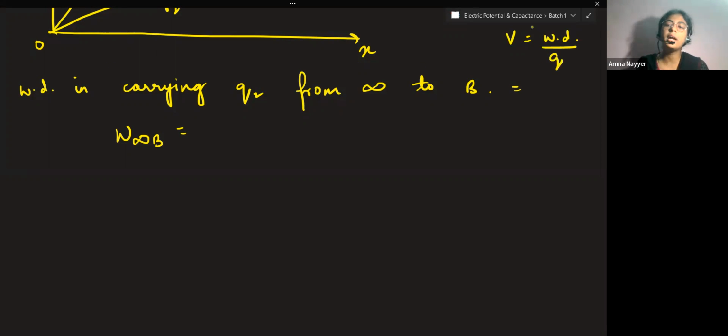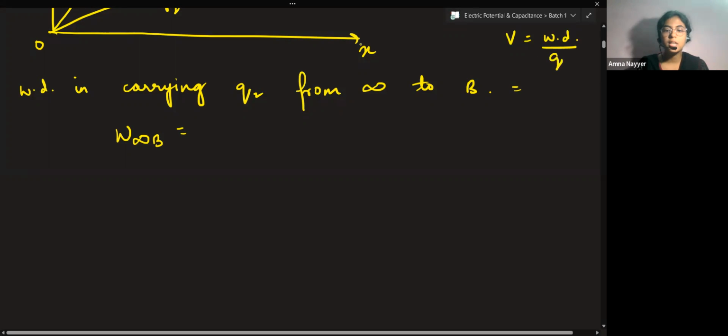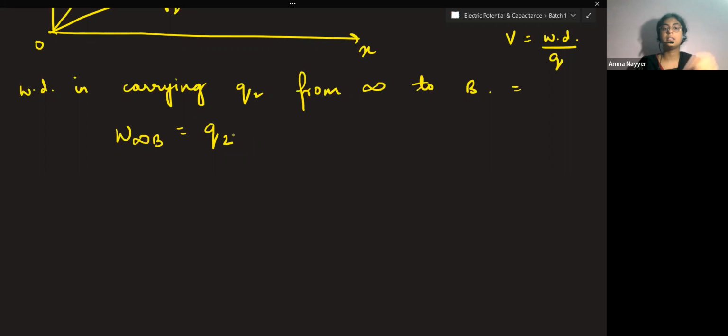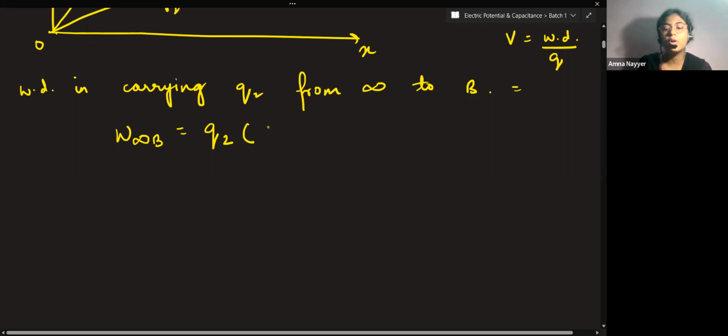So if I have to write, work done will be potential multiplied by the charge. Now the charge is Q2, but the potential will be generated by which charge? Q1. So this will be VB minus V infinity. This is the work done in carrying the charge from infinity to point B, which is equal to the product of charge and the potential difference.